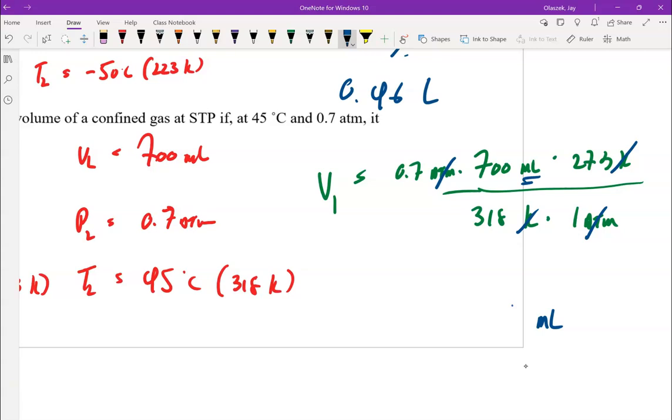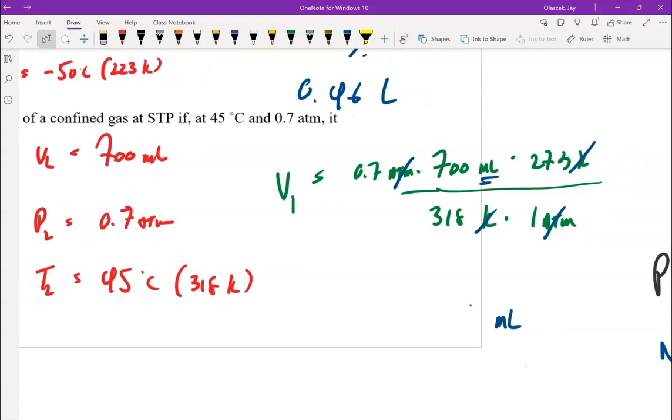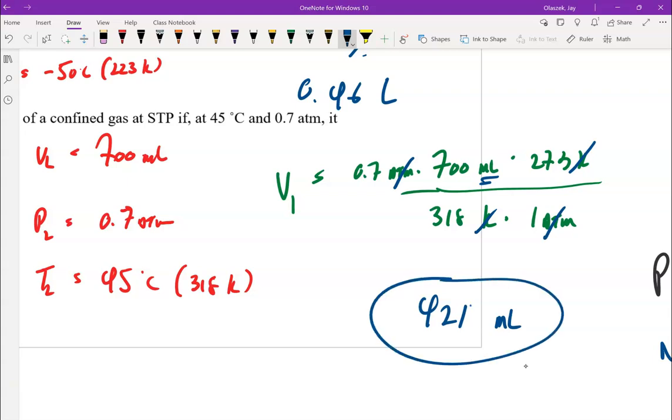So we're going to put this in parentheses, and I'm going to say, in parentheses, 0.7 times 700 times 273. And I'm going to divide this by, in parentheses, 318, of course, times 1, which I don't need to do. Here is my new volume, 421. And that's all you do.